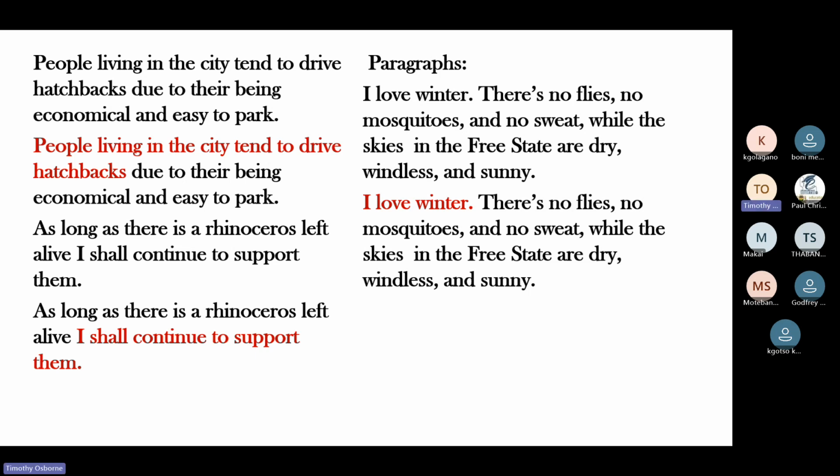Here's a simple paragraph. I love winter. There's no flies, no mosquitoes, and no sweat, while the skies in the Free State are dry, windless, and sunny. And again, there is your topic sentence, that's your main sentence, which also happens to be the topic sentence in the paragraph. I love winter. That's what's actually being stated there. And of course, then the rest is merely backing up that statement.